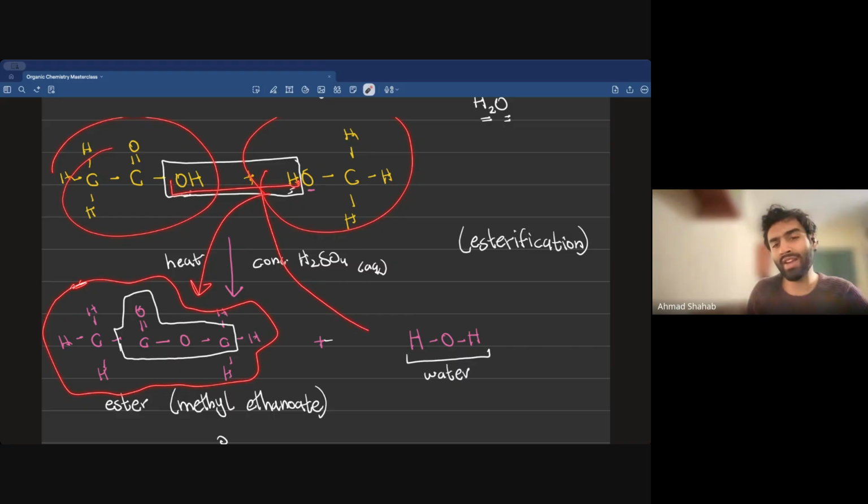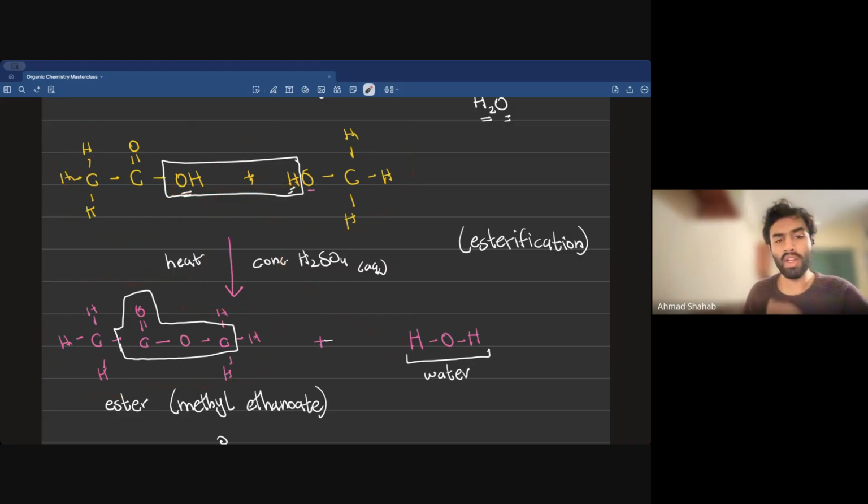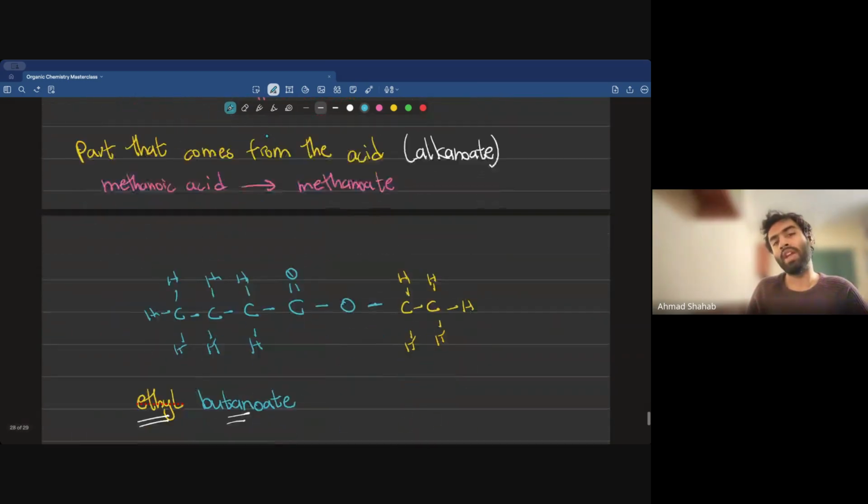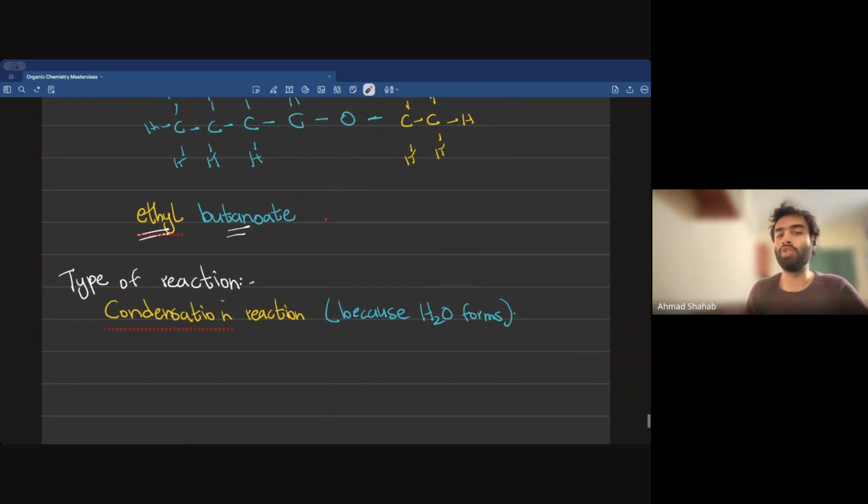The fact that we had this small molecule being produced is why we refer to it as condensation, right? The fact that two molecules reacted to form a larger molecule but at the same time also formed a very small molecule. The formation of this small molecule is the reason we call it a condensation reaction. That is essentially what a condensation reaction means.